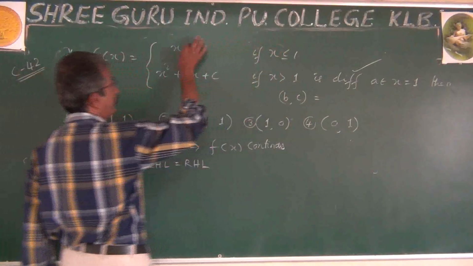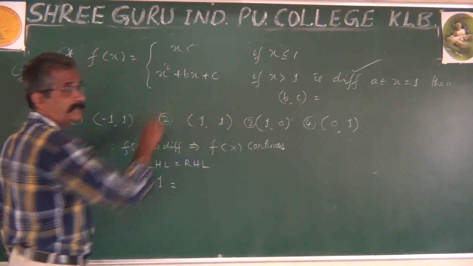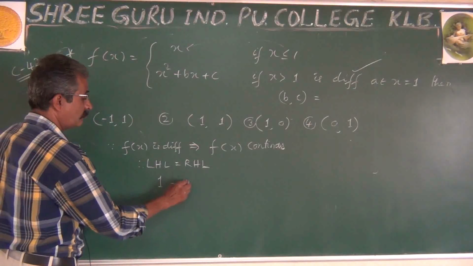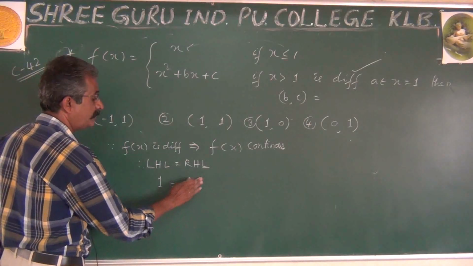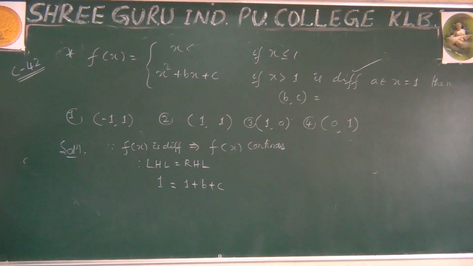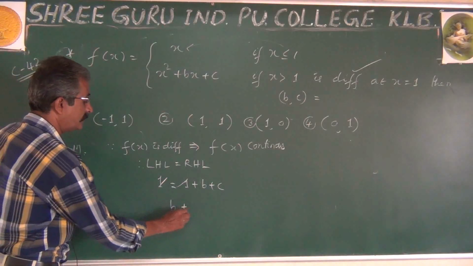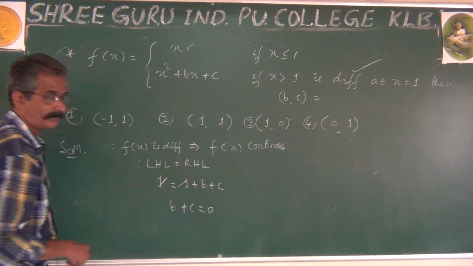Here replace x by 1. What is LHL? 1. Here replace x by 1. What is RHL? 1 square, 1, b into 1, b plus c. So that gives 1, 1 cancellation. b plus c equal to 0.